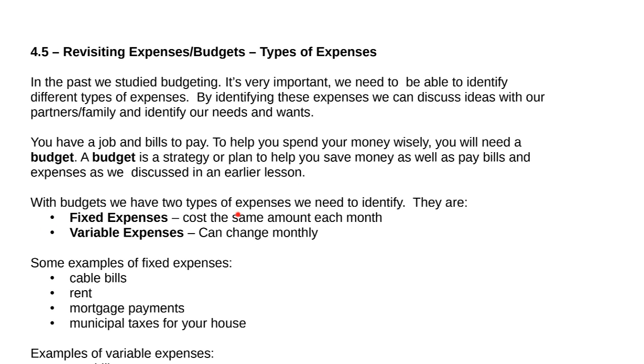Right? With budgets, we have two types of expenses. Those two budget expenses are called fixed expenses. These are costs that are the same amount each month, right? Now remember, everything is determined for your budget in terms of months, even as you get paid bi-weekly, weekly, or monthly. Okay. Now, variable expenses can change from month to month.